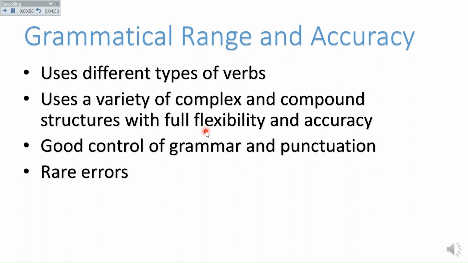The next one is good control of grammar and punctuation. Punctuation is also where most of the students struggle. They don't know where to use a comma, where to use a semicolon, and this is where they bring down their overall band. So you need to improve your punctuation. And the next one is rare errors. You still can make some rare errors in grammatical range, and you can get band 9 in grammatical range.